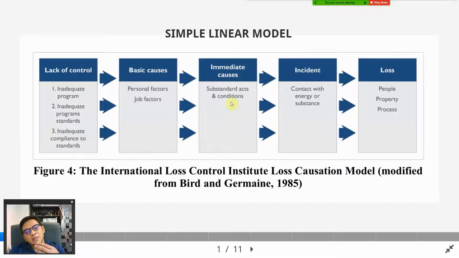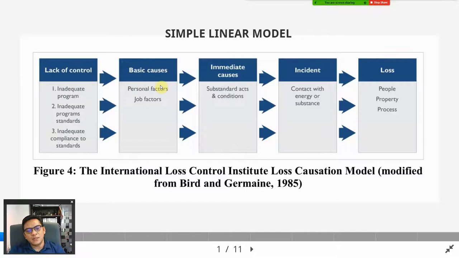Why is the condition that way? Also, you can refer to the left box there. There are personal factors and there are job factors. Okay, I will talk about this in detail after this. And then again, we do not stop it here. Or because he is old, or because he is this and that. Always look at the person. There are also job factors that we will look at after this.